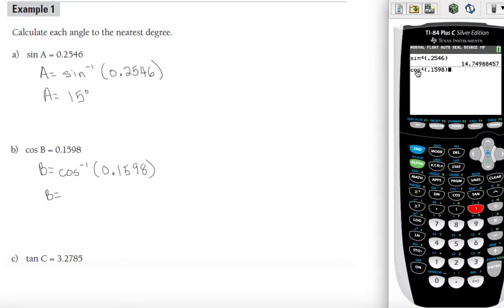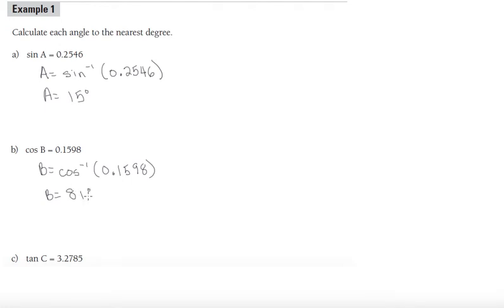If you had to put sine or cosine in first, you put it in first. If you had to put the number in first, you're going to put the number in first and then put second and inverse cosine. Let's find out what that is. 80.804, nearest degree, 80, and then that 8 tells us we need to round it up, so it's 81 degrees.